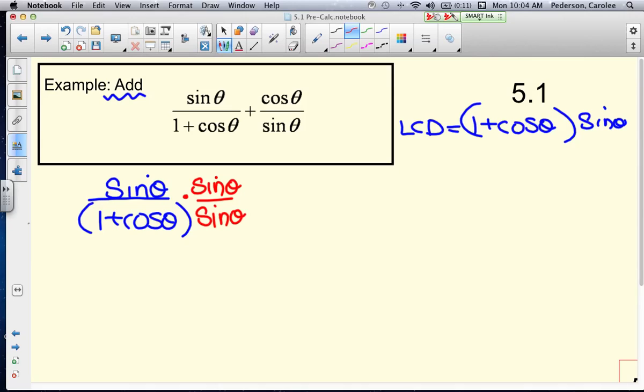Now in the second fraction, what am I missing from its LCD? What do I need to multiply by? The 1 plus cosine of theta?